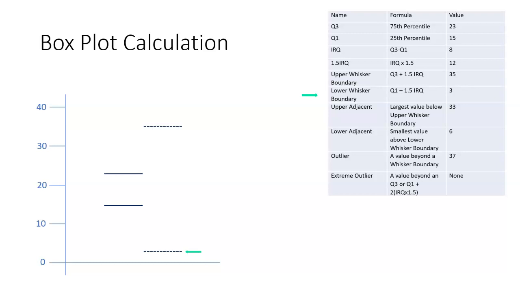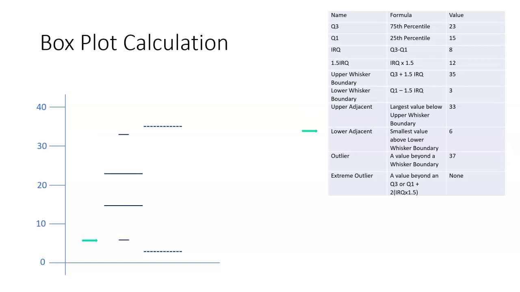Now we go back to our data set. The largest value that we have that is less than 35, the upper whisker boundary, is 33, so we place a small line at 33. The same way, the smallest value that we have that is greater than 3, the lower whisker boundary, is 6, so we place a small line at 6.